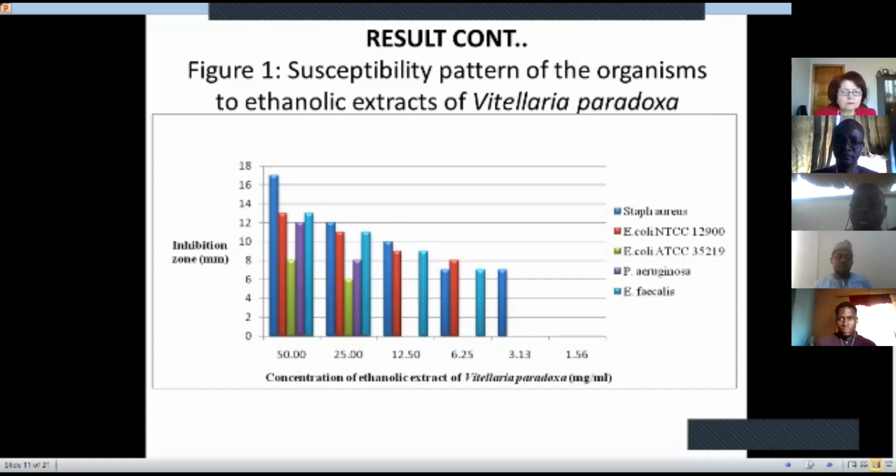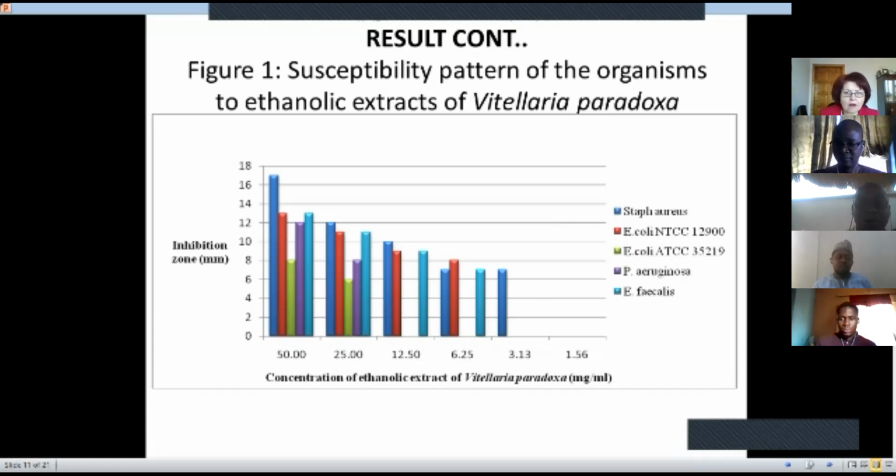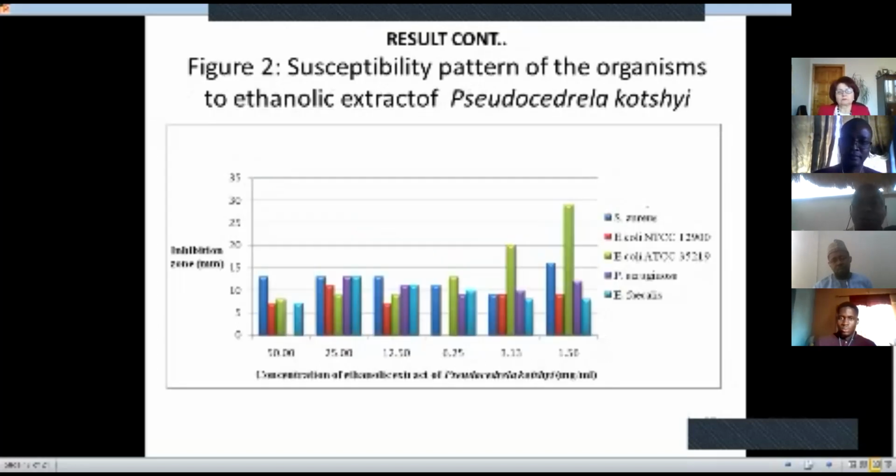So we try to determine the zone of inhibition by determining the pharmaceutical effect of all those ethanolic extracts on the plant, and we can see that the higher the milligram of the extract, that means the higher the concentration of the extract, then the higher the zone of inhibition, which means the extract is very viable against all the microorganisms.